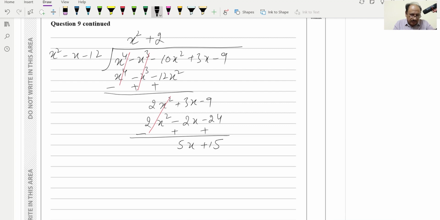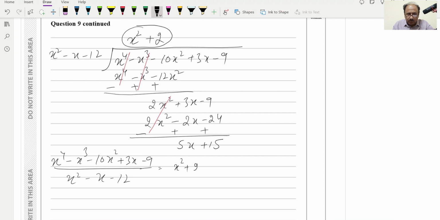So we can write x4 minus x cubed minus 10x squared plus 3x minus 9, when divided by x squared minus x minus 12, will be giving the answer. This is like writing a mixed fraction: this is the whole number part, so we write x squared plus 2, and plus the fraction, the remainder part, so we write 5x plus 15, and the denominator will be this side, x squared minus x minus 12.